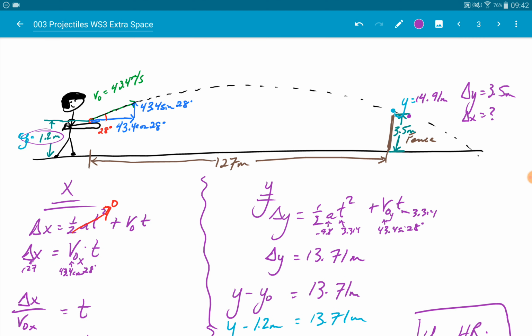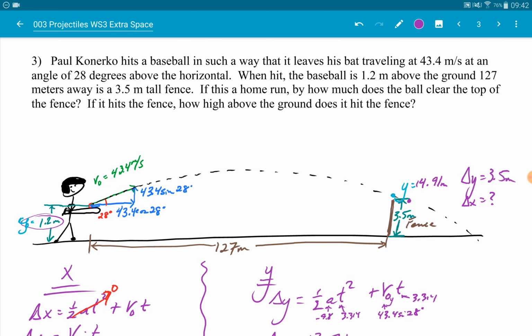Cool, great. I think we answered everything. Let's go back up and see if we answered everything. By how much does it clear the top of the fence? Yes, it does. If it hits the fence, how high above the ground does it hit the fence? We do that same calculation, that subtraction there, and we figure out that if it hit the fence there.